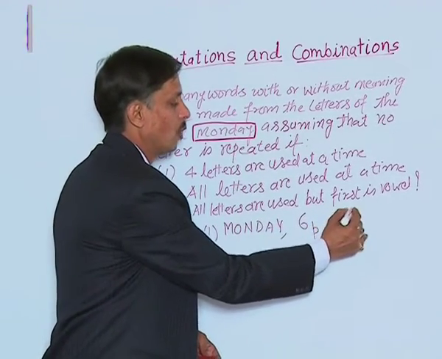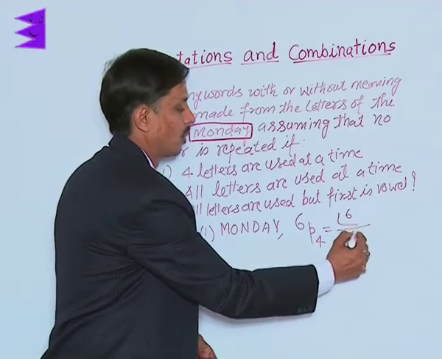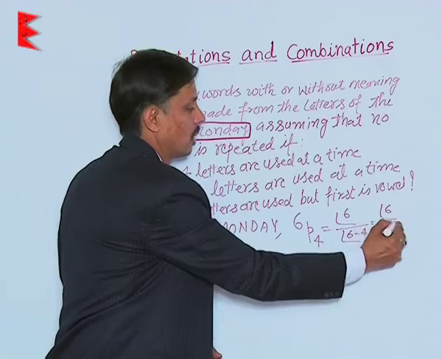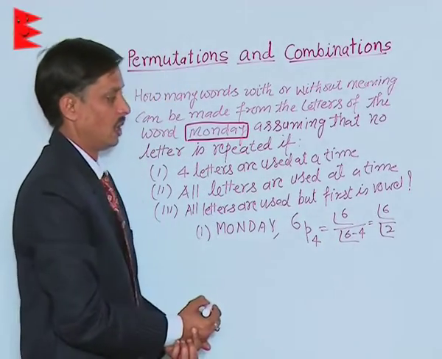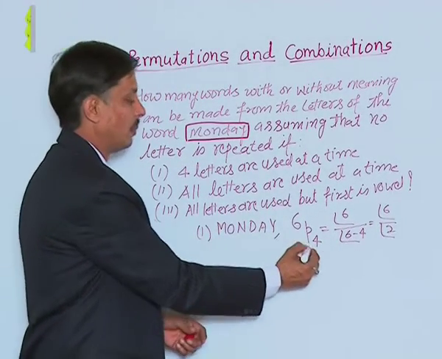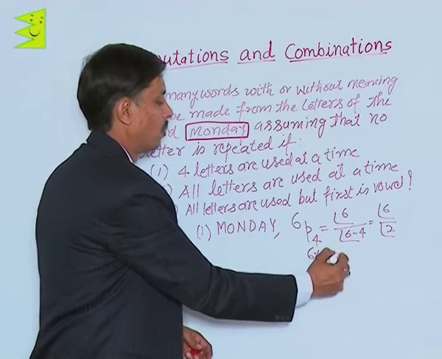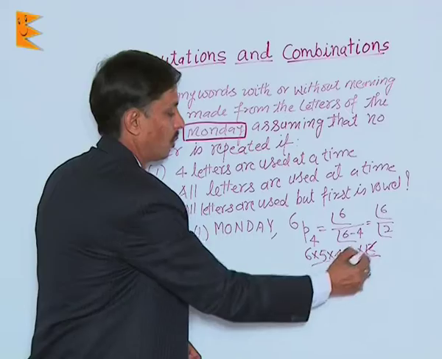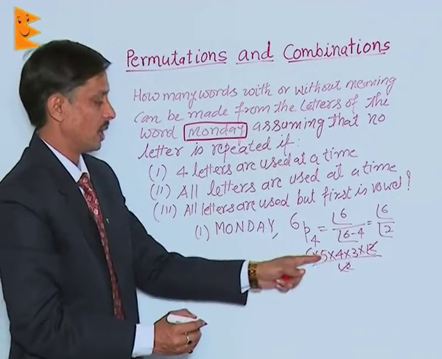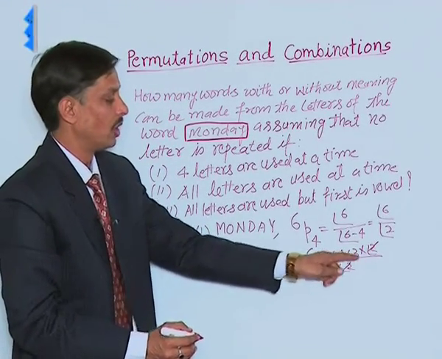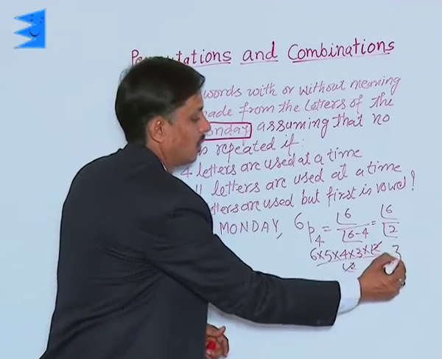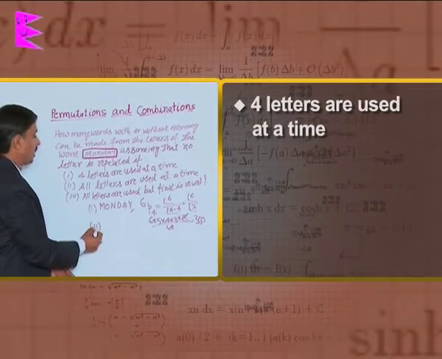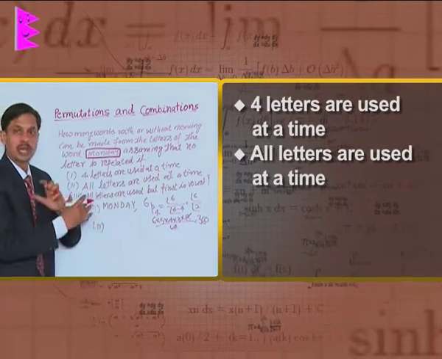6P4 becomes factorial 6 upon factorial 6 minus 4, which equals factorial 6 upon factorial 2. Factorial 6 upon factorial 2 will be 6 into 5 into 4 into 3 into 2 factorial upon 2 factorial. This gets cancelled. This becomes 6 5 is 30, 30 into 12, that is 360. The first part is done. The second part is all letters are used at a time.